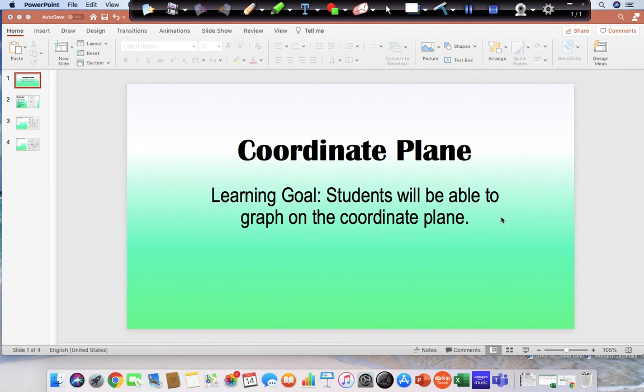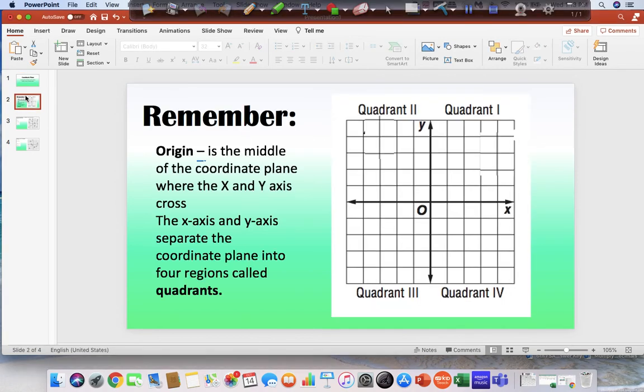Today we are doing coordinate plane. Remember to write down your learning goal, which is students will be able to graph on the coordinate plane. Remember to pause this video at any time you need to slow things down or write things down. Remember, this is what a coordinate plane looks like.